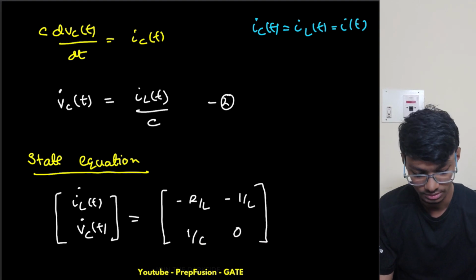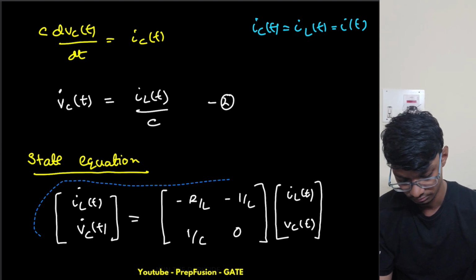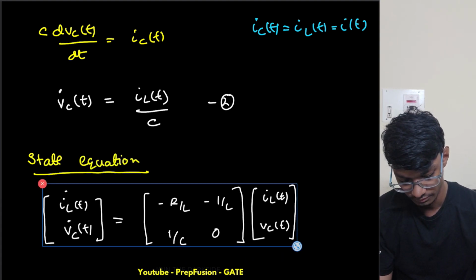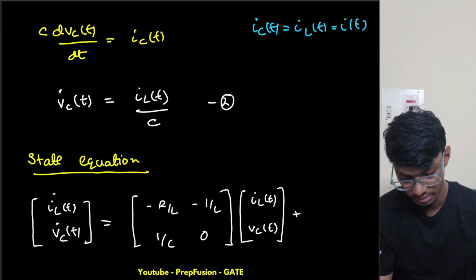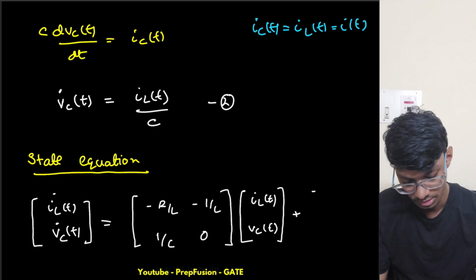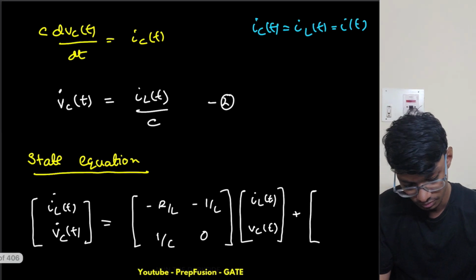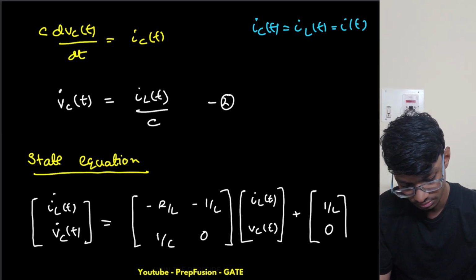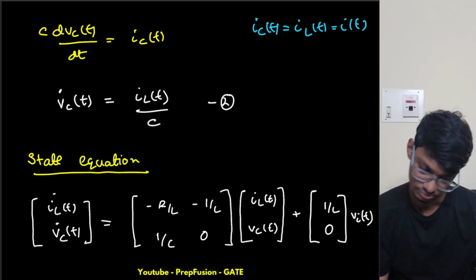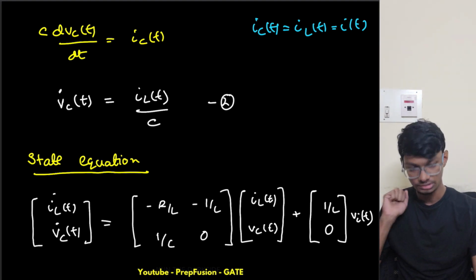Now what is this? This is IL of t, and this is VC of t. And we have the input also. The first state variable is the only one dependent on the input, so this is 1 by L here, and 0, multiplied by V of t. So this is basically the state equation matrix.